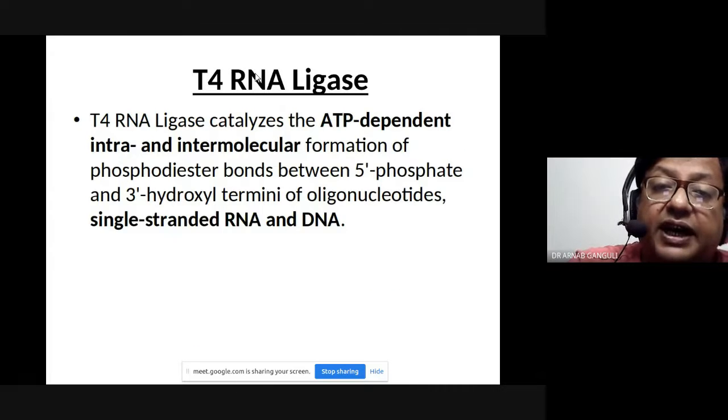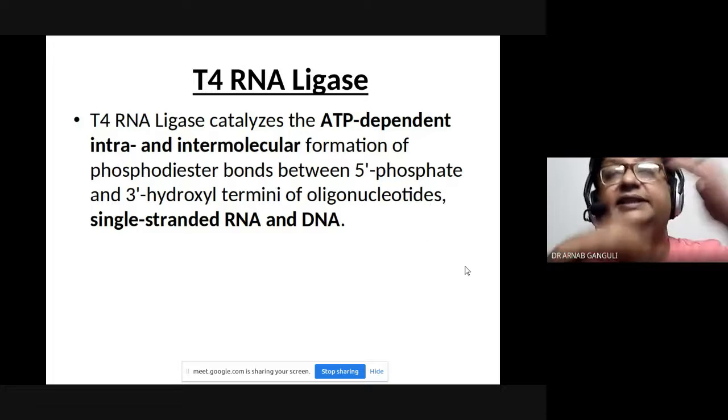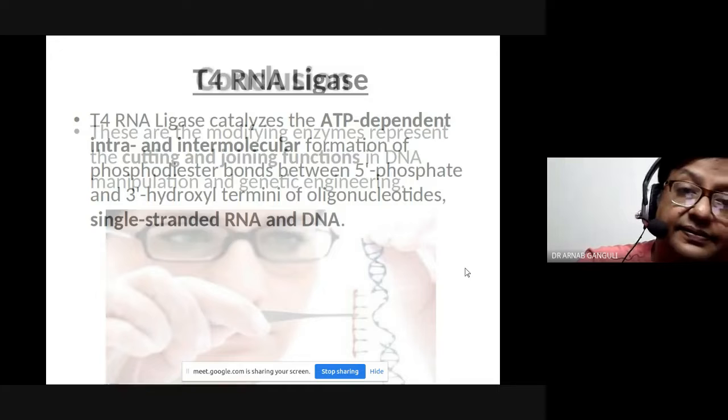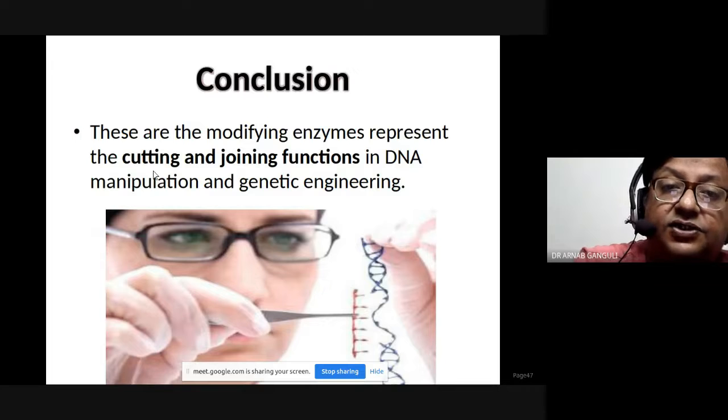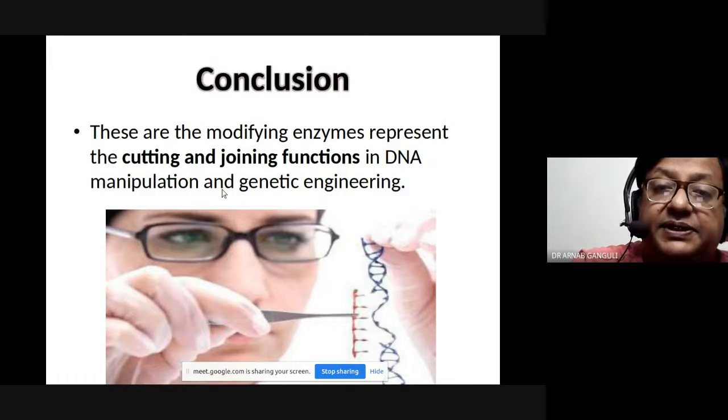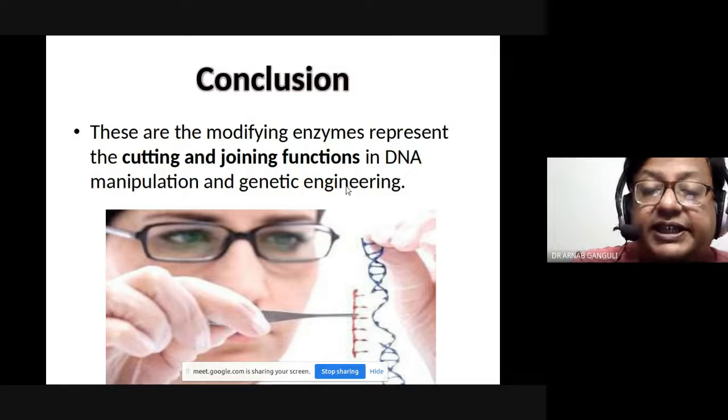Also, you have T4 RNA ligase. It will attach RNA. So these are the modifying enzymes, which represent the cutting and joining functions in DNA manipulation and genetic engineering.